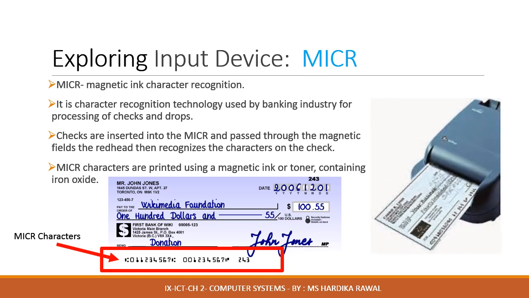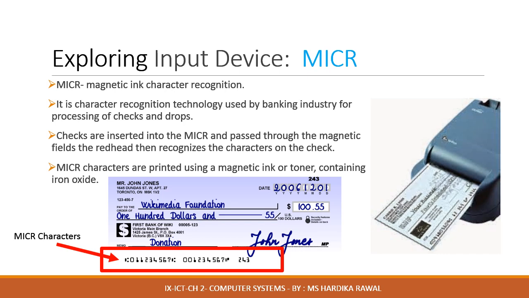Next device is MICR, that means magnetic ink character recognition. MICR is a character recognition technology mainly used by the banking industry for processing of the checks and drafts. The checks are inserted into this MICR and pass through the magnetic field. The read head of this machine recognizes the characters on the checks. There are some special MICR fonts used around the world. These are E13B and CMC7 fonts.